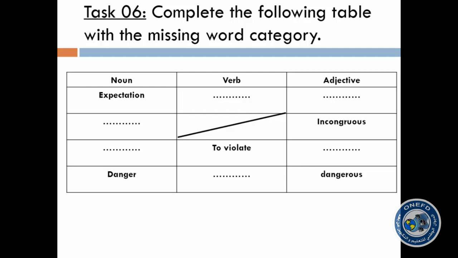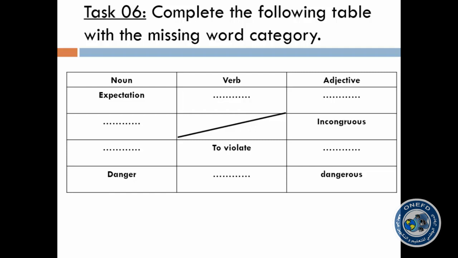And also in this task we are dealing with derivatives. So what verb do we derive, for example, from the noun expectation, and what adjective do we derive from the verb or the noun expectation? So we read the words in the table. You have the noun expectation, you look for its verb and adjective, and we have the adjective incongruous.